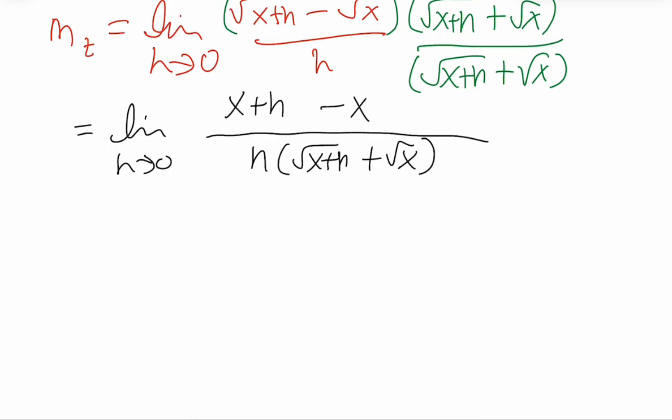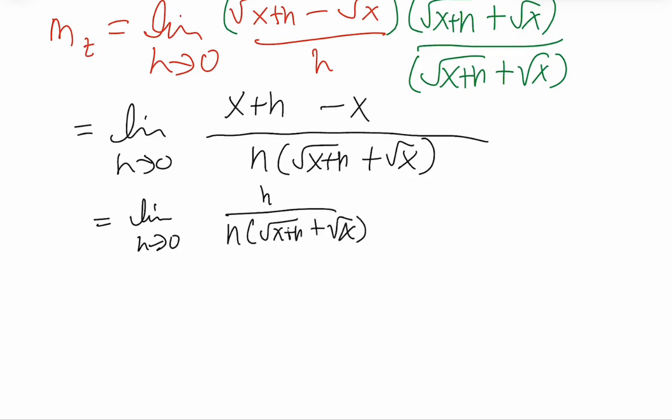Where are we at? What's happening? It's just going to leave us with an h. What is going to happen then to the h that's in our bottom? They cancel. What is h divided by h? 1. Don't try to think it's 0 somehow. Anything divided by itself is always going to be 1.